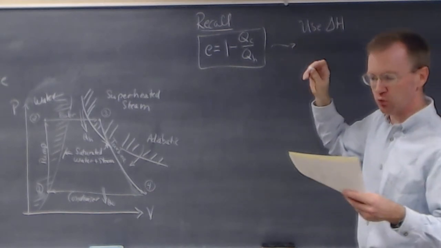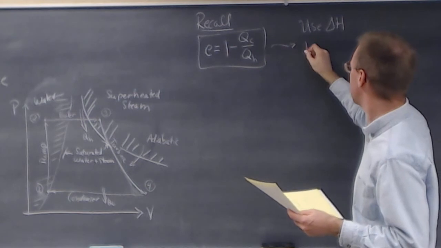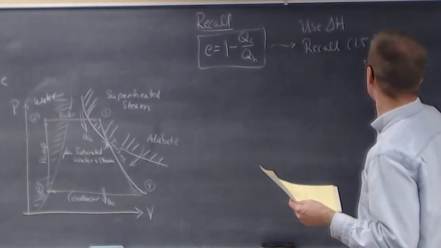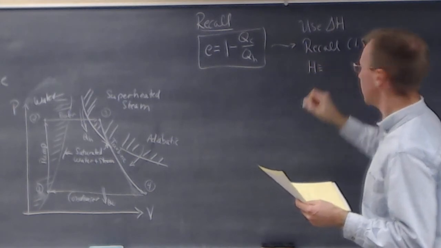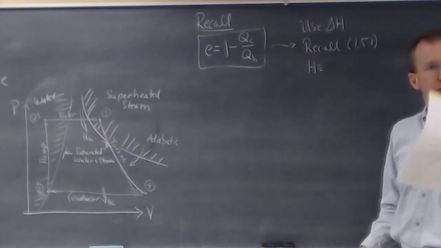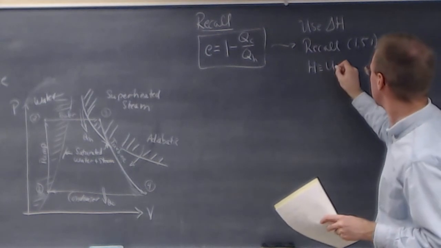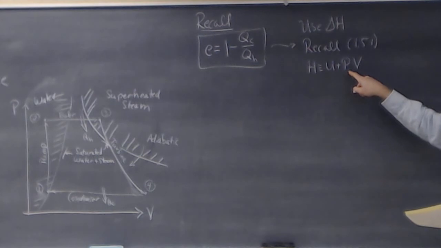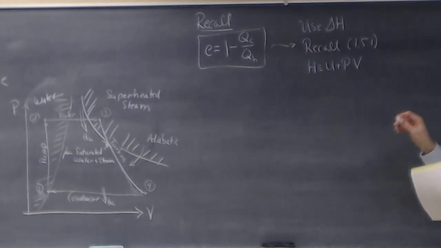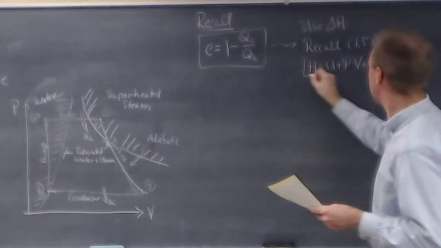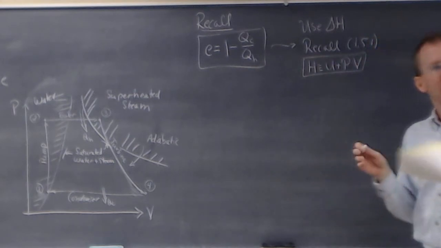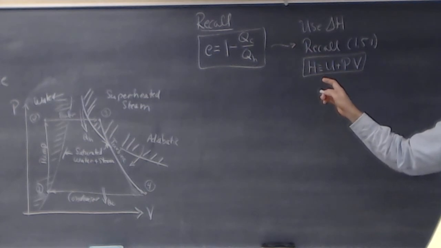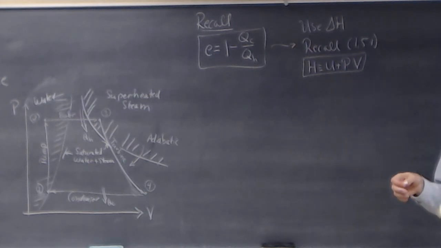Recall, again, equation 1.51. The definition of enthalpy is U plus PV. The system's internal energy plus the product of pressure and volume. That's enthalpy. Now we want the change of enthalpy. Well, we've got 3 variables on here. It'd be nice if we didn't have to have all 3 of them changing.